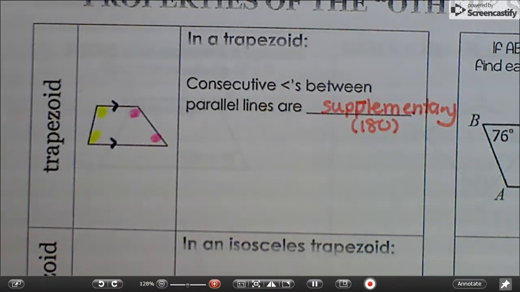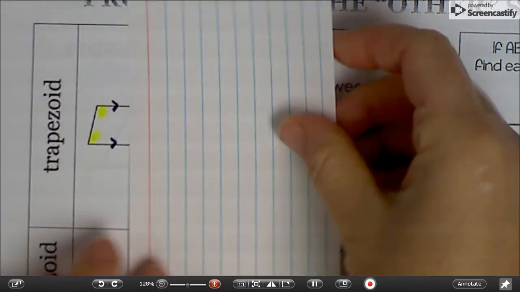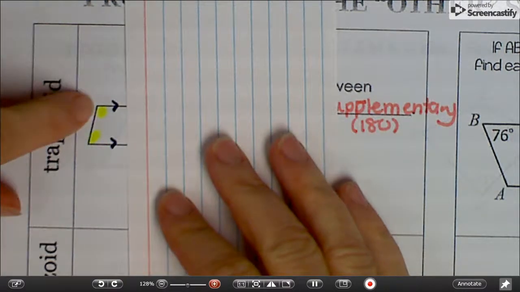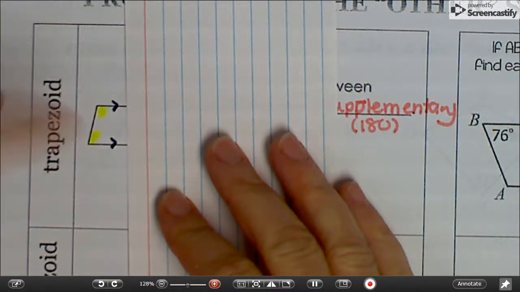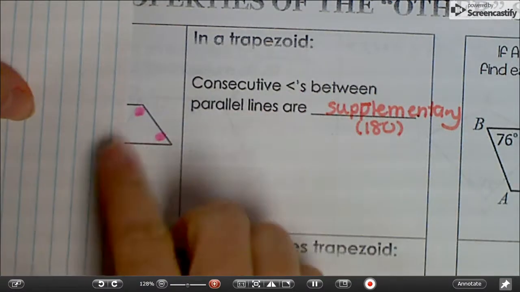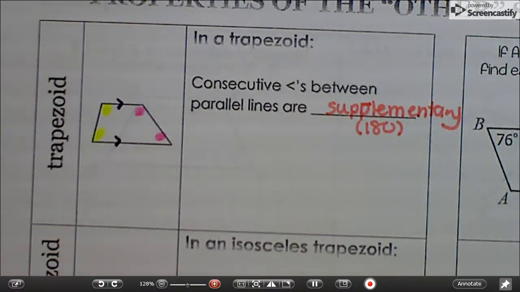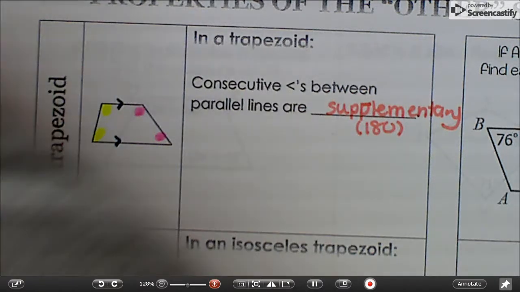This makes actual sense because if you think about the fact that those are parallel lines, if we cover up this one, then these two are same side interior angles, which we know are supplementary. And same over here, same side interior angles are supplementary. And that really is the only rule that we can use when we're talking about a plain regular trapezoid.